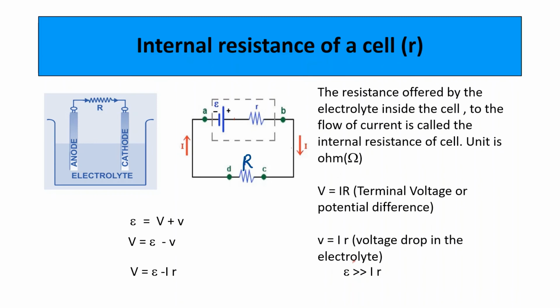The resistance offered by the electrolyte inside the cell to the flow of current is called internal resistance. As this is a resistance, the unit is ohm. We learned terminal voltage V is equal to IR. Here, in the internal resistance, we learned voltage drop is equal to Ir. That is the voltage which is dropped in the electrolyte.